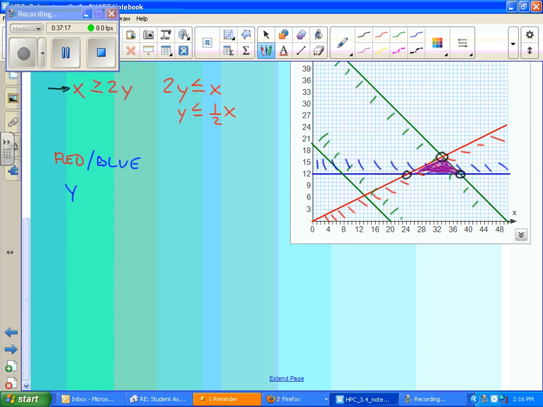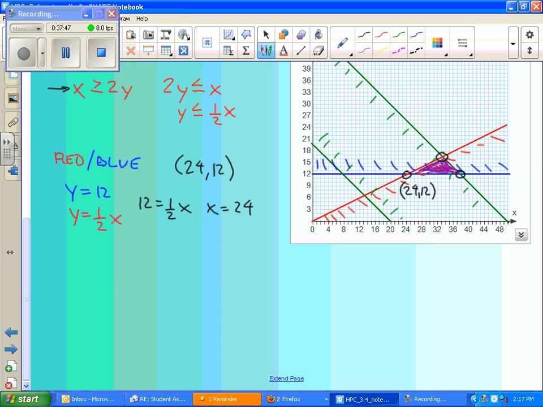We have y equals 12 for the blue, and y equals 1/2 x for the red. We just simply substitute in. I get that 12 equals 1/2 x, or x must equal 24. So this connection has (24, 12) as its corner point. All right, (24, 12) right there.